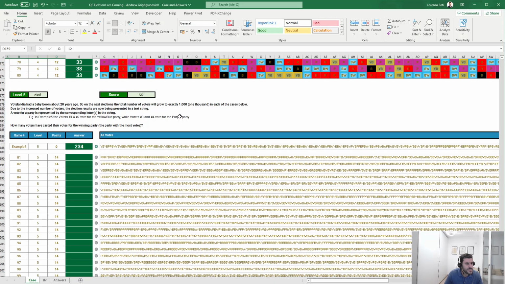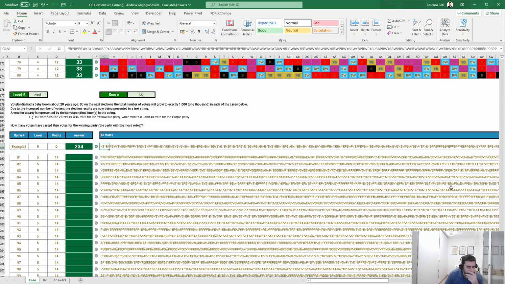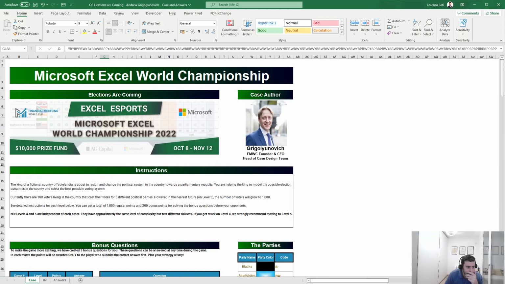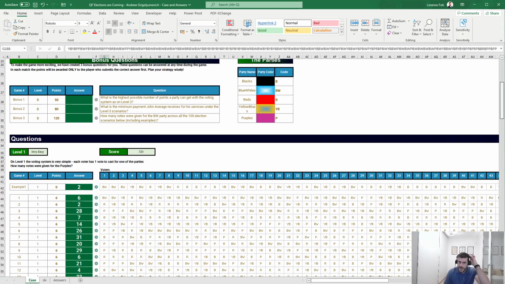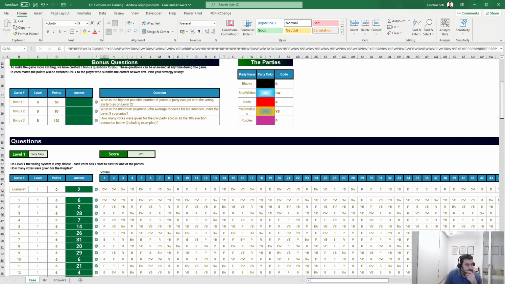Now, the elections: the number of votes will grow to exactly 1,000. Due to the increased number, election results are now being presented in a single string. How many voters are casting their votes for the winning party, the party with the most votes? I think the problem is I cannot separate, because I want to have one letter for each party in order to be able to split on one letter. So how many votes will you have across all the 105 election scenarios below?